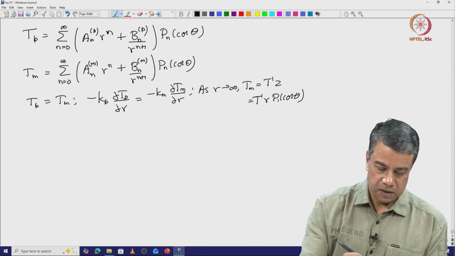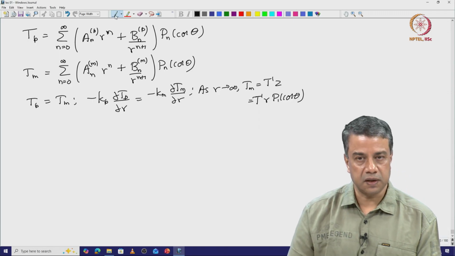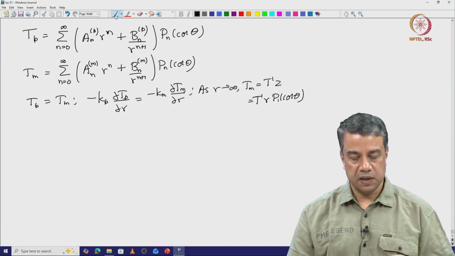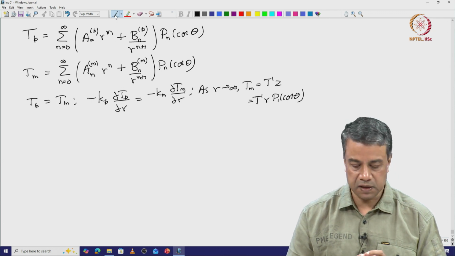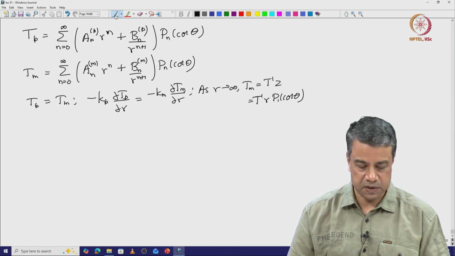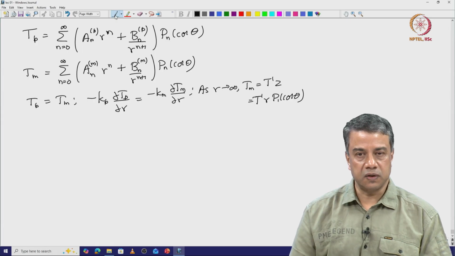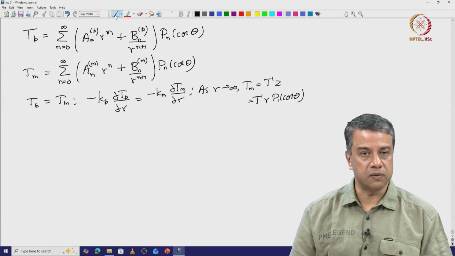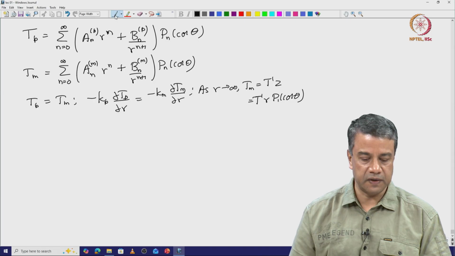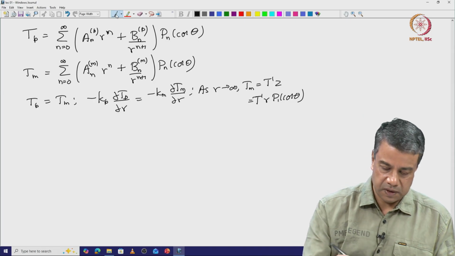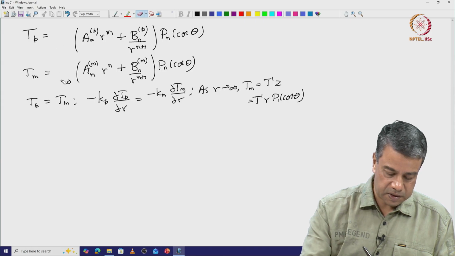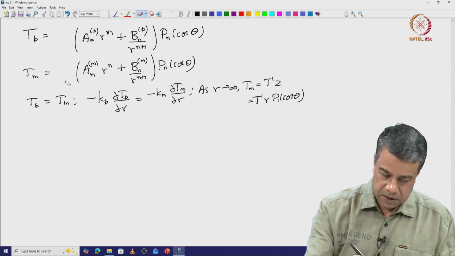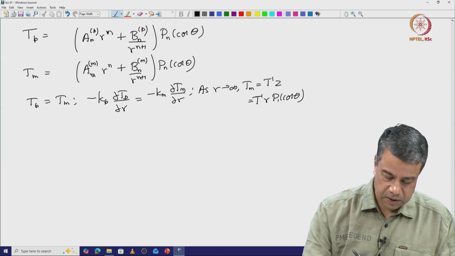Okay. So the orthogonality of the Legendre polynomials and the fact that as r goes to infinity the temperature is proportional to P1 of cos theta implies that the only term in the series is for n is equal to 1. The only surviving term in the series is for n is equal to 1. So, I can remove the summations here, and substitute n is equal to 1 in all of these terms.